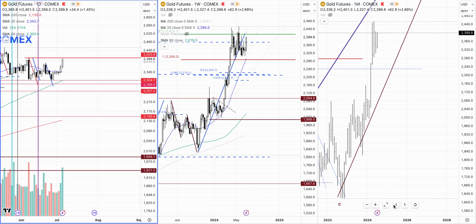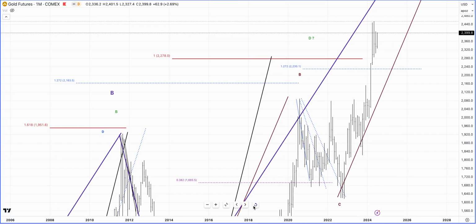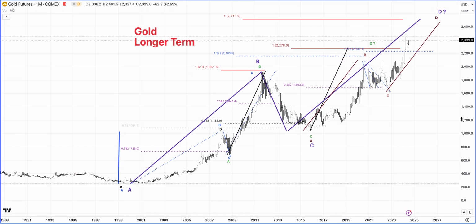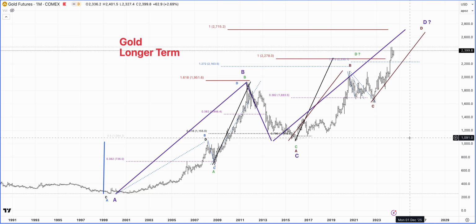And moving on to the monthly chart, this is really longer term stuff. I've actually done a video about these longer term cycles which are operating here, so I'm not going to go into the details of that.